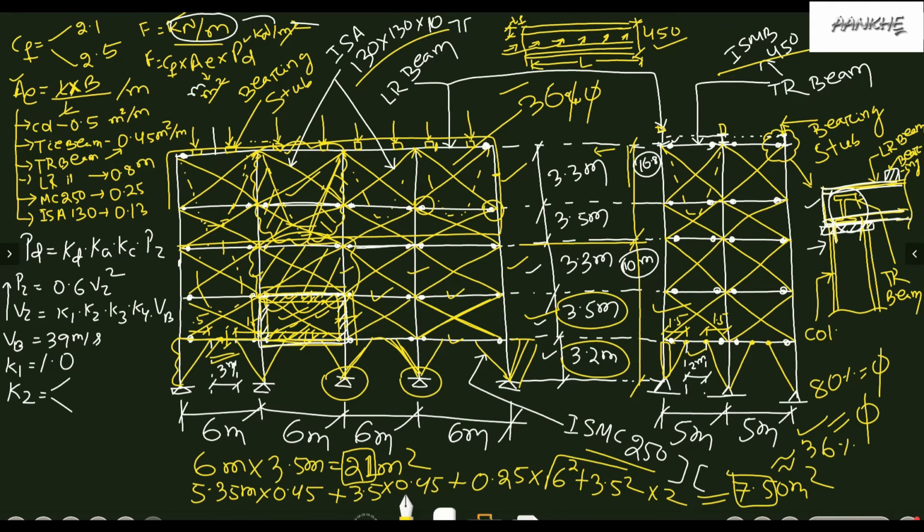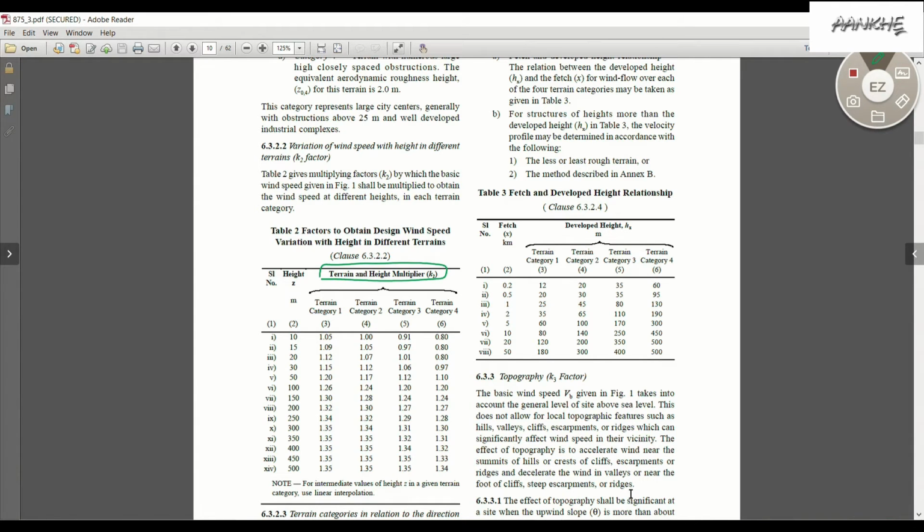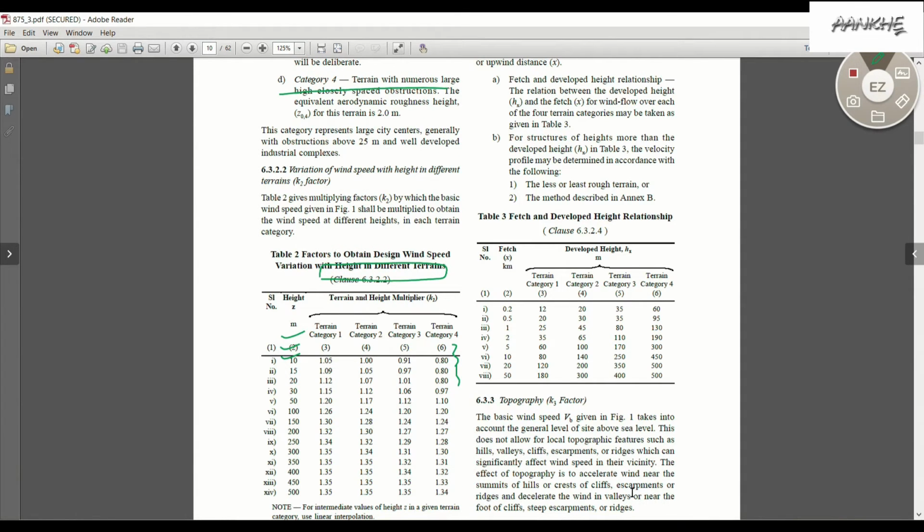So let us go to the code. This gives the K2 value. So one is up to 10, one is 15, one is 20. Our structure is in between 15 to 20, or 16.8. Okay. So we have to linearly interpolate. But the thing is whether it is required to interpolate, because our structure falls under category 4. Because it is an industrial type structure, here categories are defined. Our structure falls under category 4 because it is terrain with numerous large, high, closely spaced obstructions.